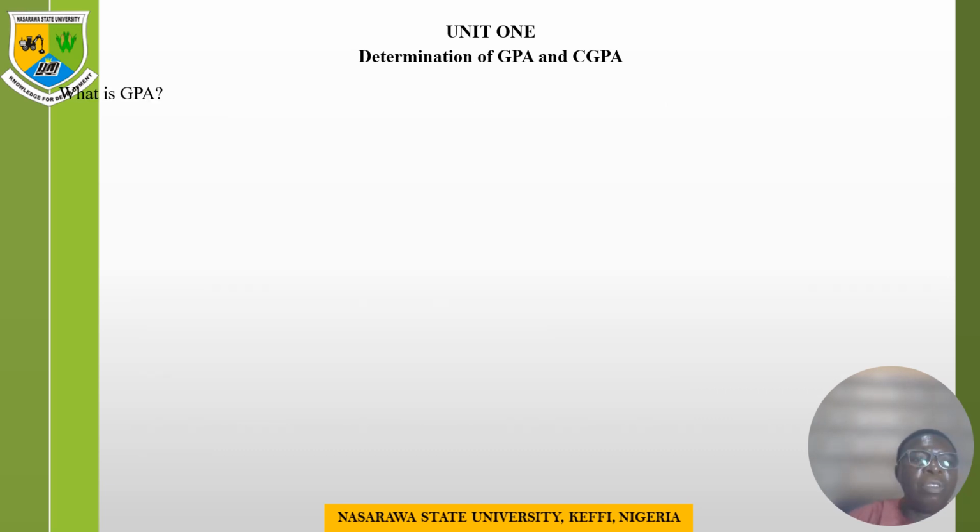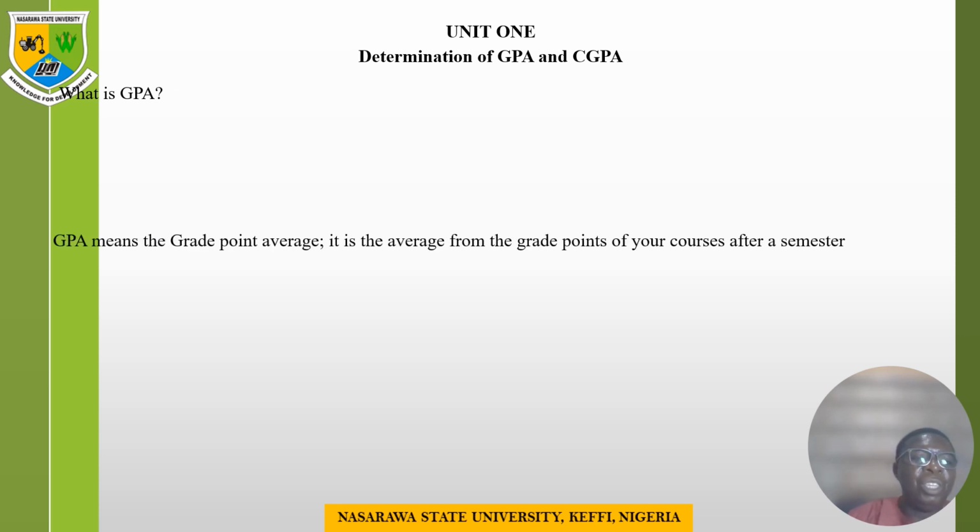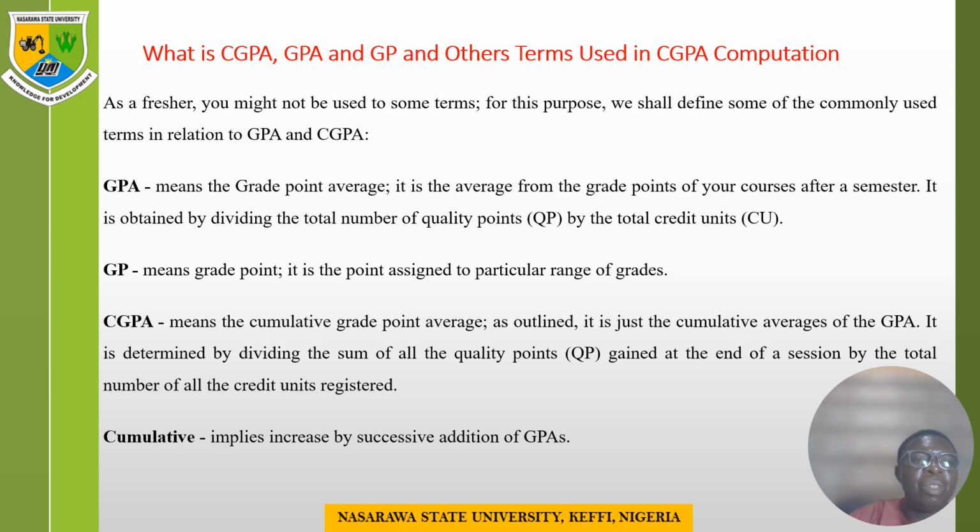So what is GPA? Let me start with that. GPA means grade point average. It is the average from the grade point of your courses after a semester. What is CGPA, GPA, and GP and other terms used in CGPA computations? As a fresher, you might not be used to some terms. For this purpose, we shall define some of the commonly used terms in relation to GPA and CGPA.